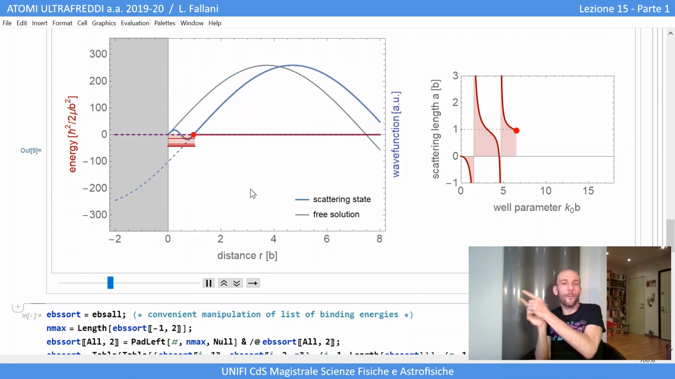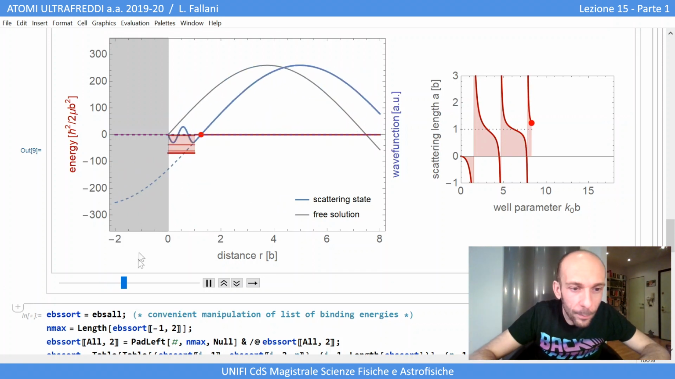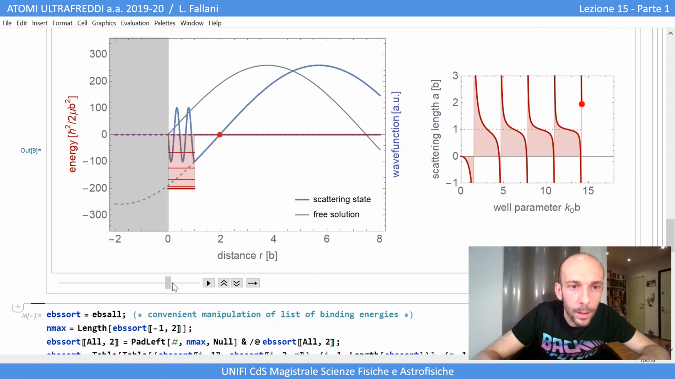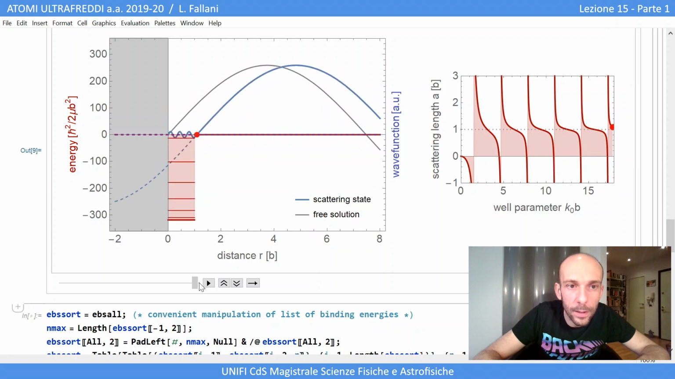And we see it very clearly, because I can show you that if I go to very large K, you see that basically here, for example, let's consider what happens here.